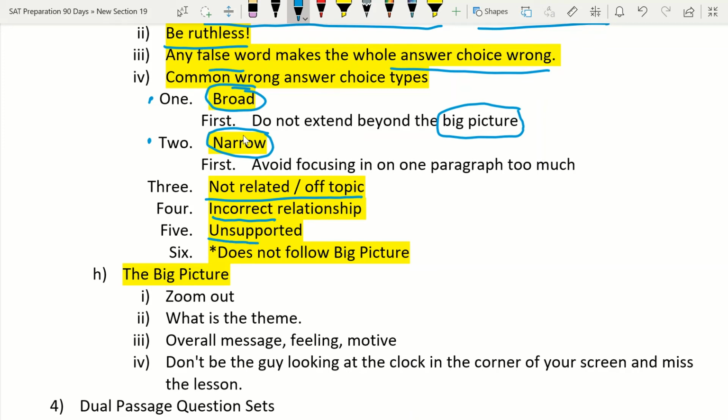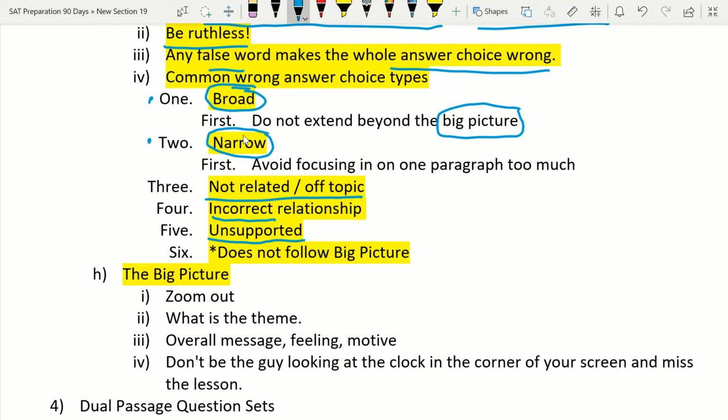Another type of wrong answer choice is anything that is unsupported. Okay, this is big. This is huge for the SAT reading section. Anything that is unsupported by the text is wrong. If you can't support something with evidence from the text, it must be wrong. Okay, so just understand that.